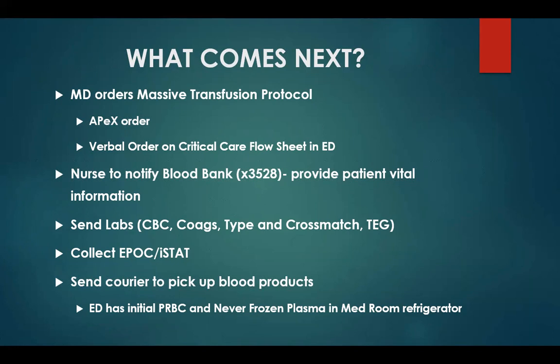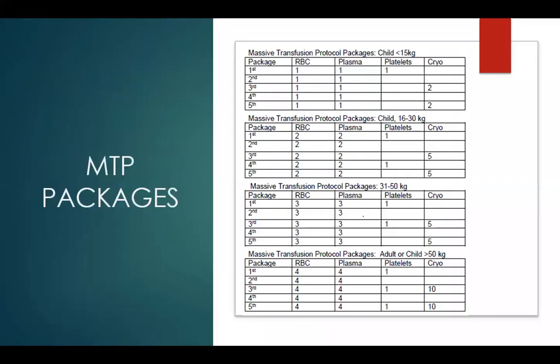In the ED, we have a blood refrigerator in the med room that has your first packet, which is 2 packed cells and 1 unit of fresh frozen or never frozen plasma. In full traumas, the blood bank will come down with 2 units of packed cells and 1 unit of never frozen plasma as well. So these are the packages, and it's based on weight.